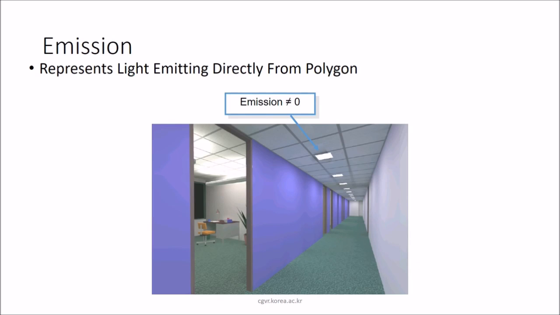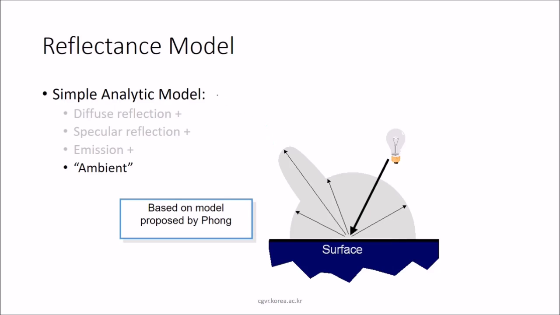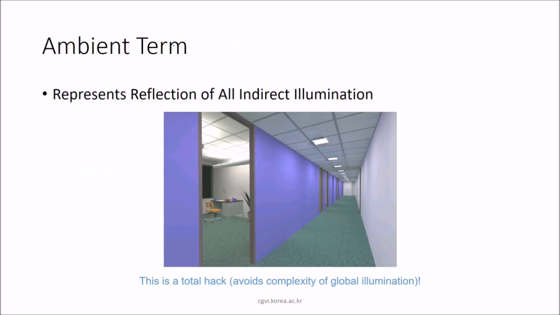So emission represents the light emitting directly from the polygon. Light which is emitting directly from the polygon. So emission is not equal to 0 anytime. Then ambient light. What is ambient light? The ambient term represents the reflection of all indirect illumination. See, there is direct illumination, and there is indirect illumination. So the reflection because of all indirect illumination is given by the ambient. That is why the term is ambient.